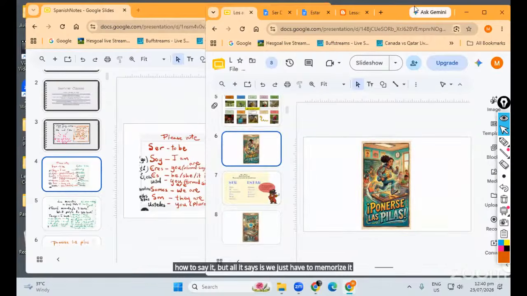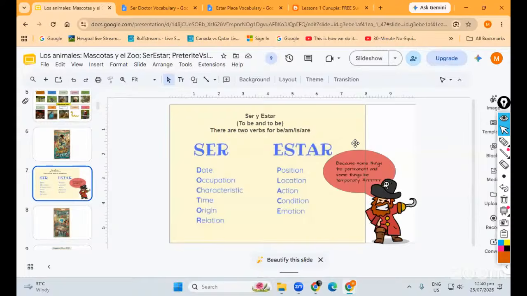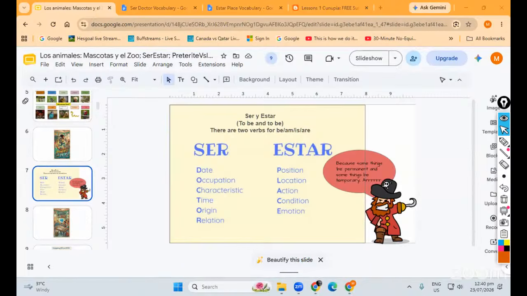Right. Now we're going to get into the long-awaited piece of when we use ser and when we use estar. And that is this slide. So if you want to write it, you can, but I'm not asking you to write it yet. All right. Thank you, Kelsey. I'm making a note and I will check.